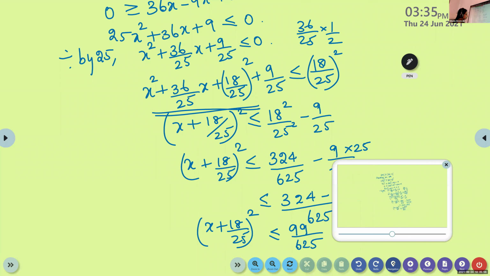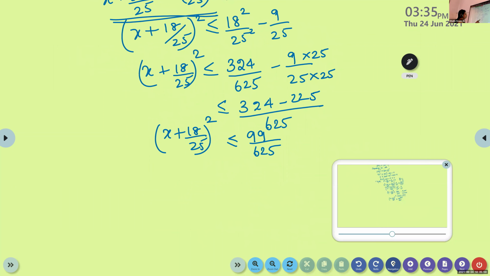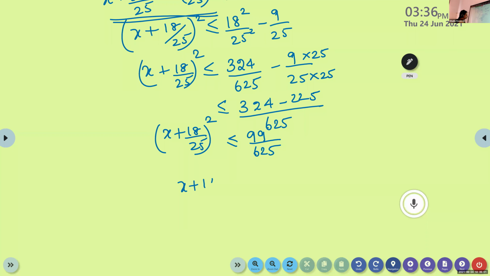Now listen, children. You take root on both the sides. When you take root on both the sides, we get x plus 18 by 25 is less than or equal to plus or minus root 99 by 25. So we can write this as x is less than or equal to plus or minus root 99 by 25 minus 18 by 25.